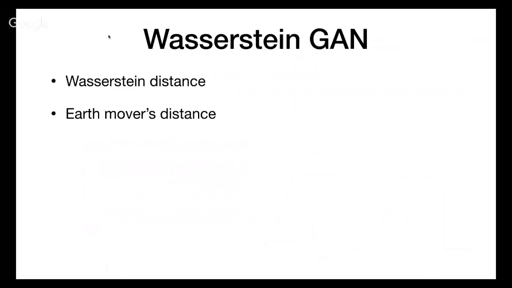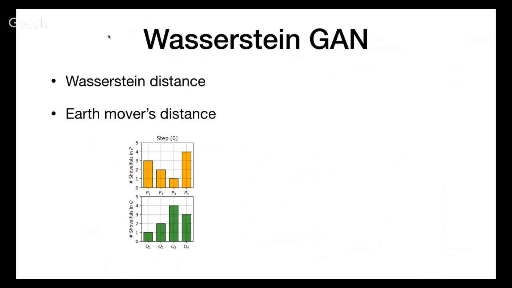So how do we fix that? The Wasserstein GAN uses the Wasserstein distance or the Earth mover distance, which, to explain that a little bit, let's say we have these two discrete distributions. And so they're obviously different. And so we want to calculate the difference between these two discrete distributions.